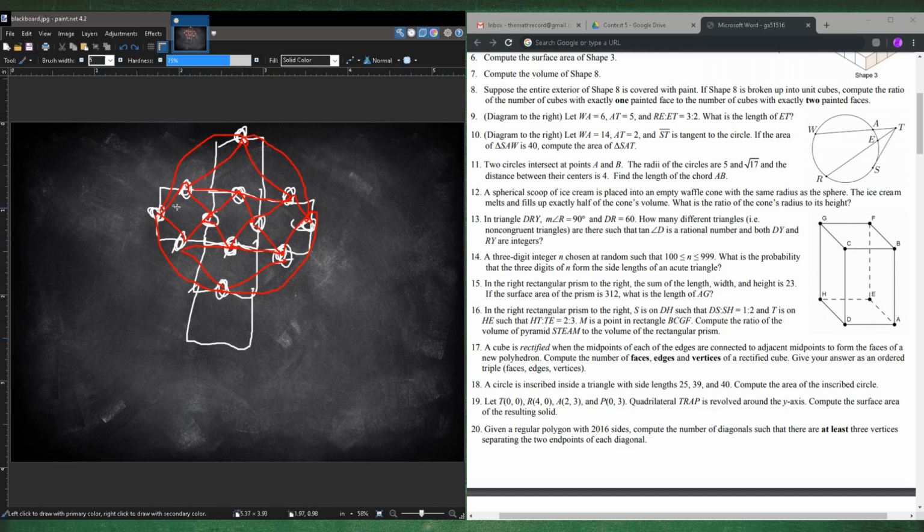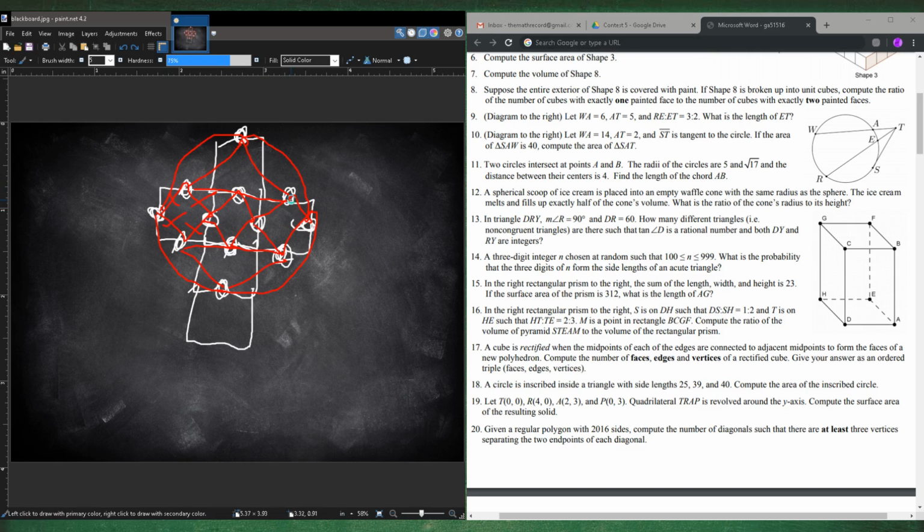basically the edges now. So we have 1 here, 2, 3, 4, 5, 6, 7, 8, 9, 10, 11, 12, 13, 14, 15, 16, 17, 18, 19, 20, 21, 22, 23, and 24. So we have 24 edges.